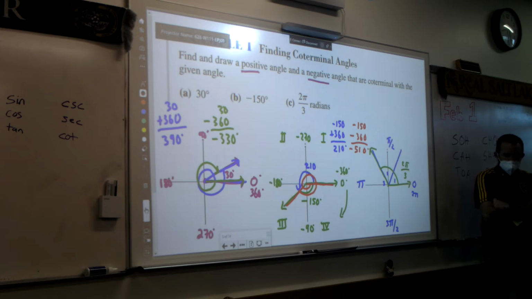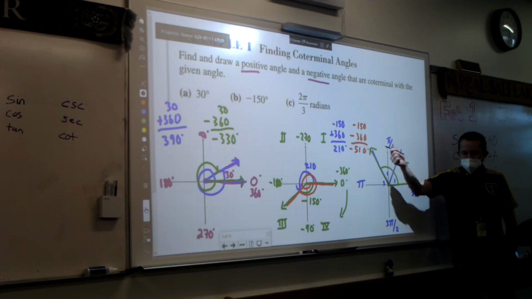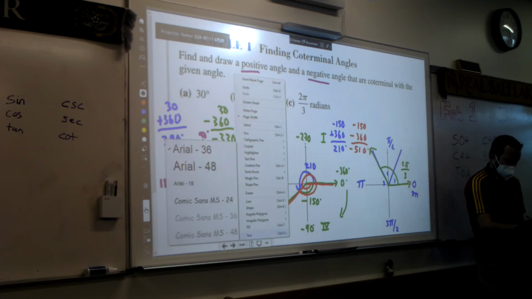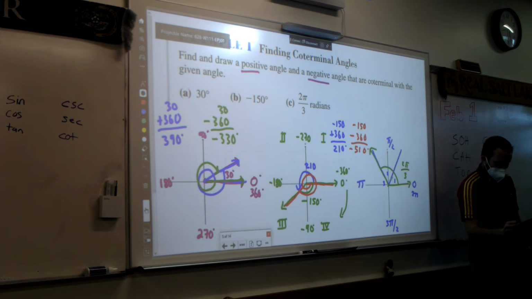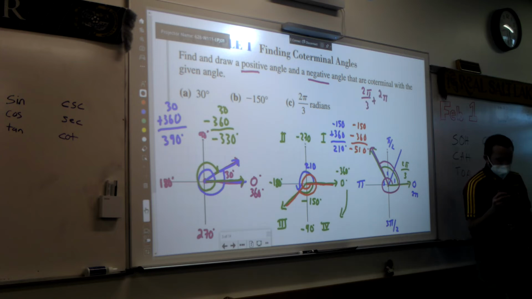Now what we are going to do is figure out a positive and a negative coterminal angle. Before, to do that, we just added a rotation and subtracted a rotation, which in degrees is 360. But for radians, what is that going to be? 2 pi. Okay, so here's what we're going to do. Let's go around once, and then go 2 pi thirds. So that would be 2 pi thirds plus 2 pi. Now this is going to go back to quarter 2.